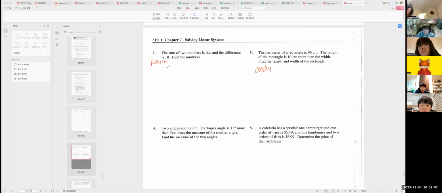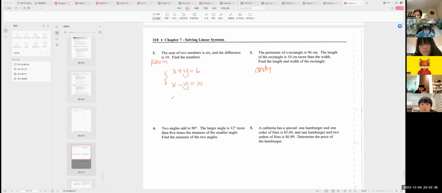So Kevin, could you please do the number 2 for us? 不会. Wait, the first one, it should be x equals 6, y equals -4, I think. So you should have x plus y equals 6 and x minus y equals 10. Do you get it? So I want you to give me the equation.